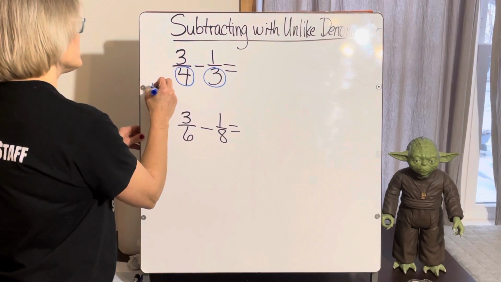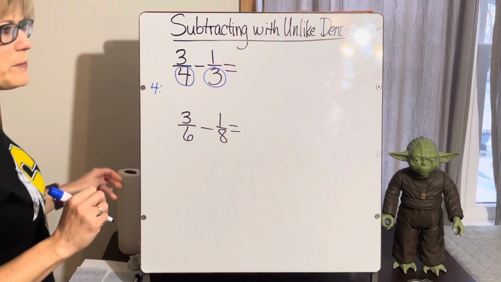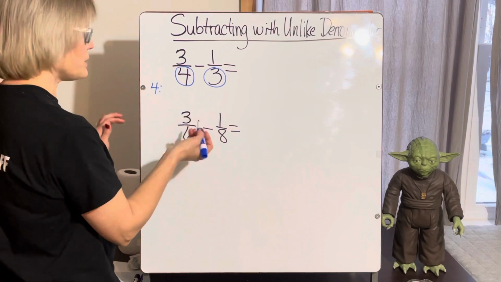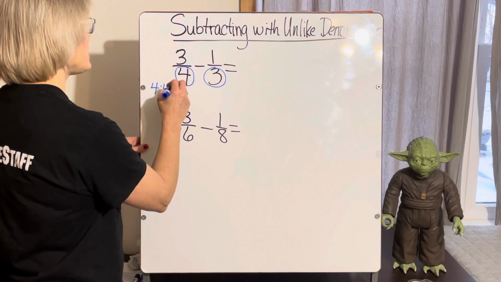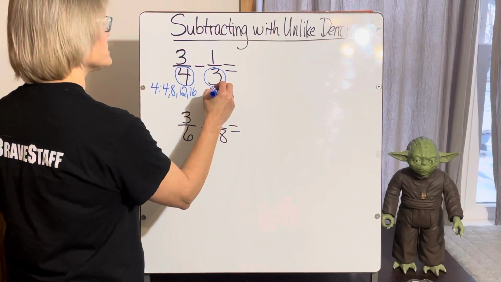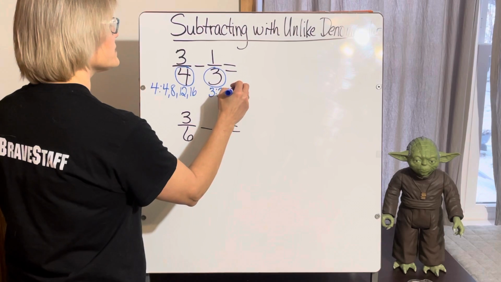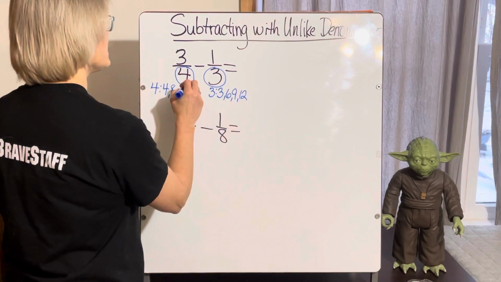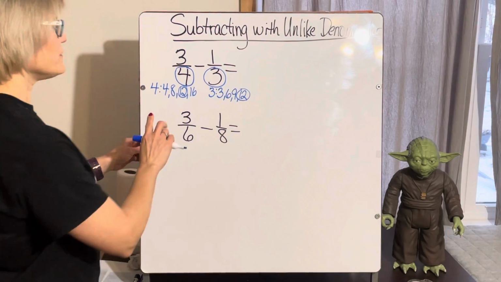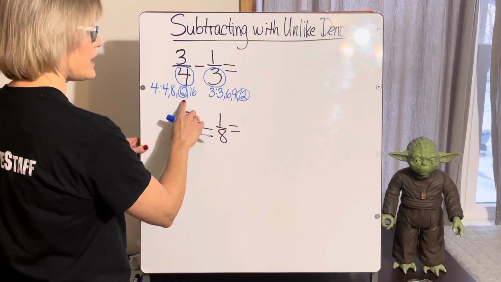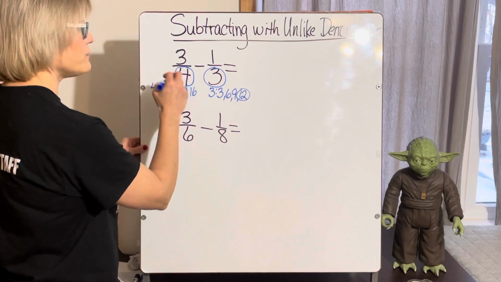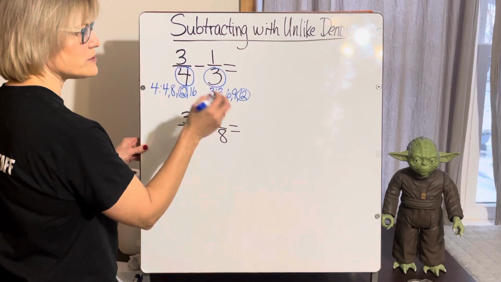So I'm going to create my count by, or my set of multiples, to figure out what they have in common. So I've got 4, 8, 12, 16. So let's go through the threes. 3, 6, 9, 12. Aha. 12 is a common number that they have in their multiples. So I'm going to use that in order to create the equivalent fractions so that I can subtract.